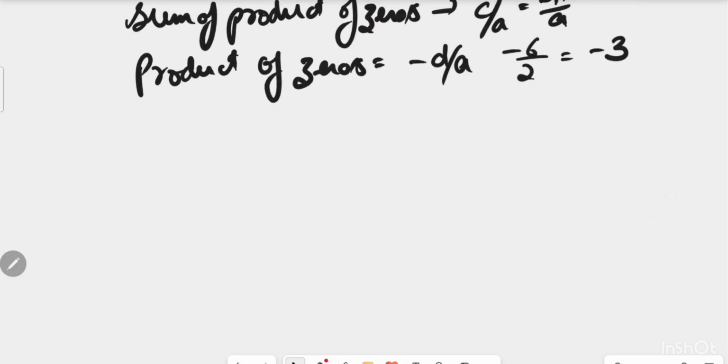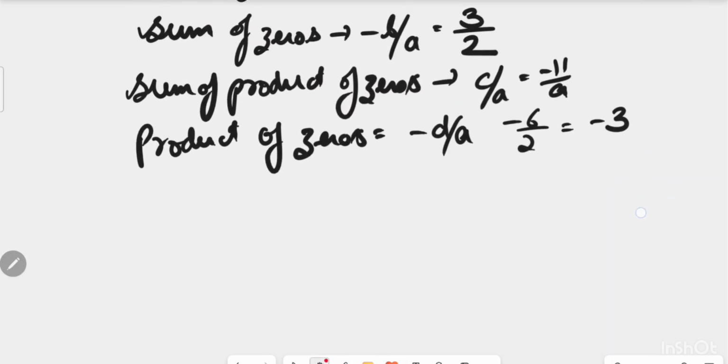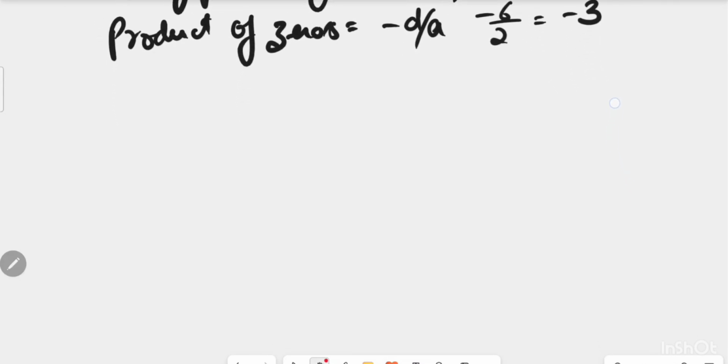So this was the relationship between zeros and its coefficients. In the next video, we will learn the division algorithm for polynomials.